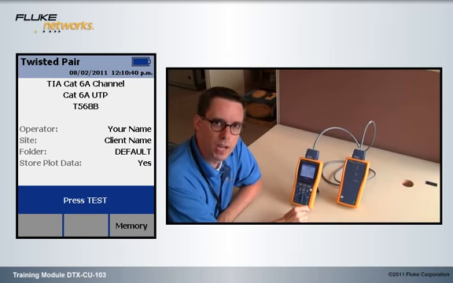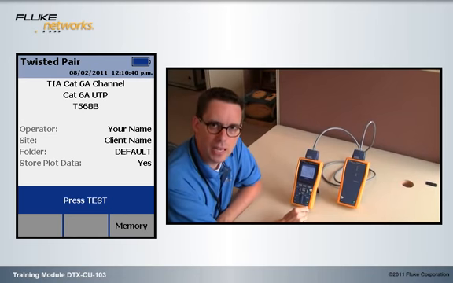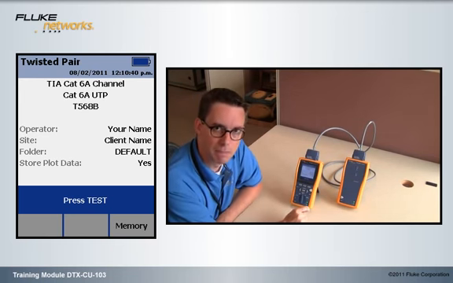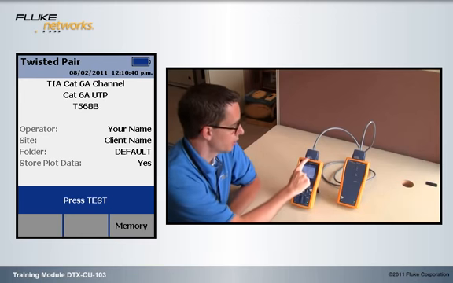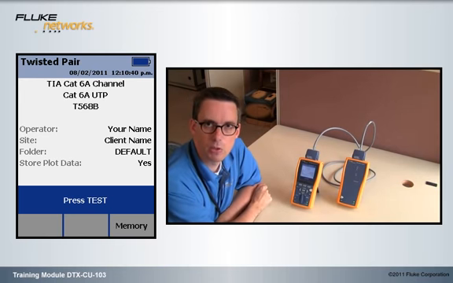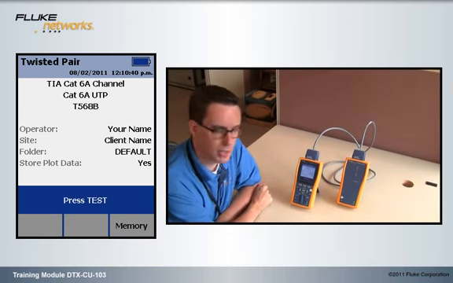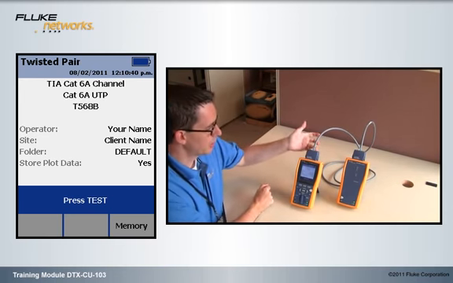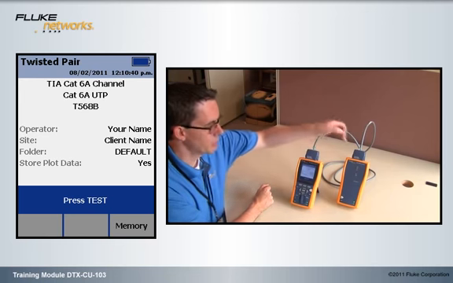In this module, I'm going to show you how to certify a Category 6A patch cord correctly. I'm also going to show you how it's done incorrectly. So, on my DTX here, I have the two channel adapters. This is what ships with the DTX cable analyzer, and I've connected my Cat6 patch cord from the main to the remote.